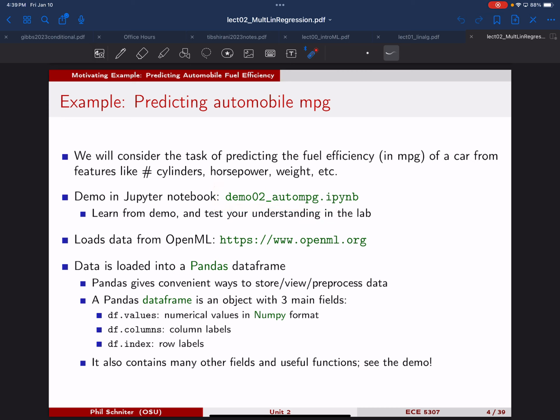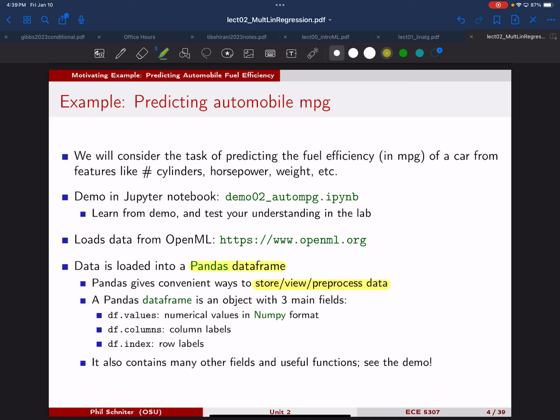You can find that on the GitHub page, and we'll see snippets of that code in this lecture. The data is coming from this OpenML repository, and we're going to use something called a pandas data frame to load our data. It's probably the most common way to load and view data in Python. It has a lot of nice tools and features, especially for storing, viewing, and pre-processing data.